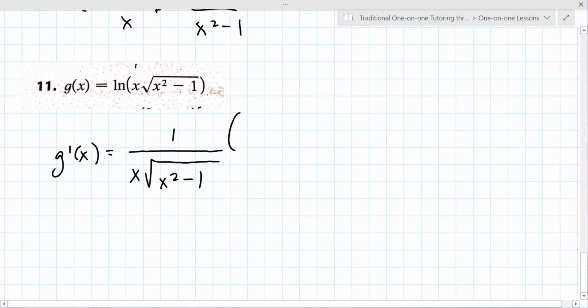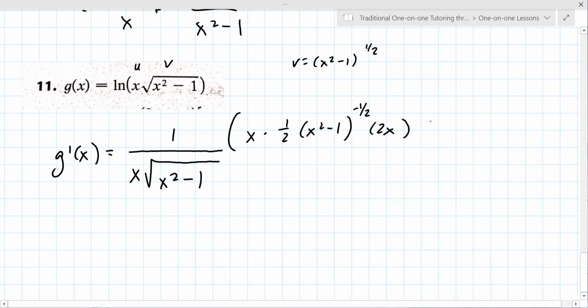And this is product rule. This is now u and v. And to be clear, v is really x squared minus 1 to the 1/2 power. So it's x times, now we're going to use power rule, 1/2 x squared minus 1 to the minus 1/2 power times 2x plus square root x squared minus 1 times x. I'm sorry, times 1, because it's the derivative of that first one.